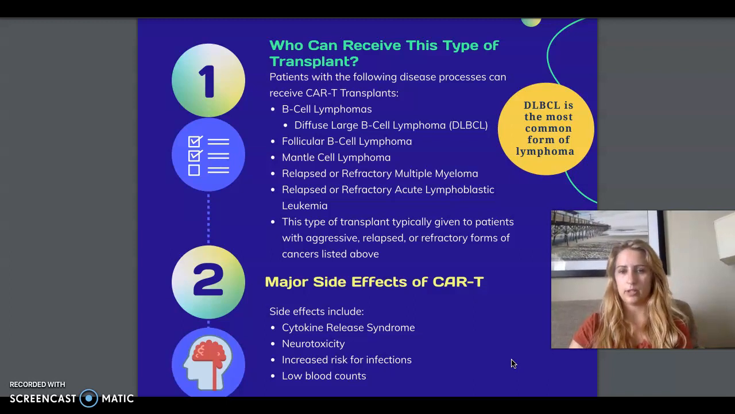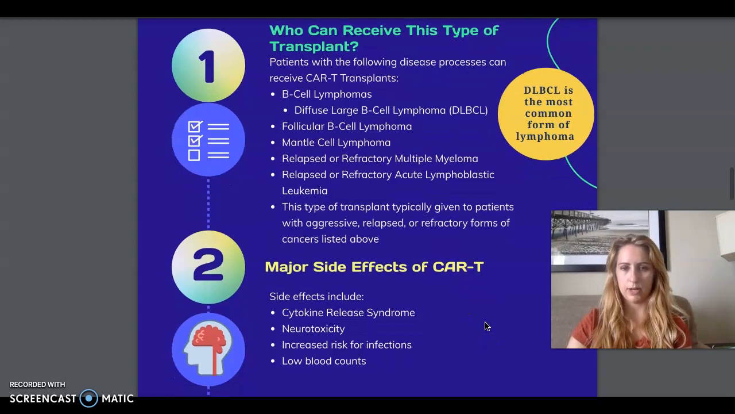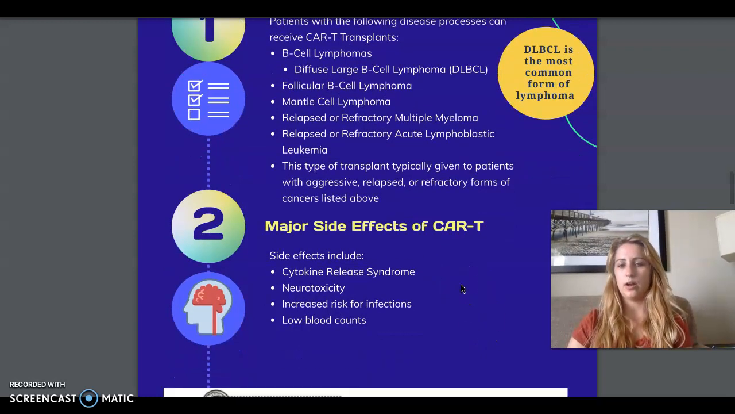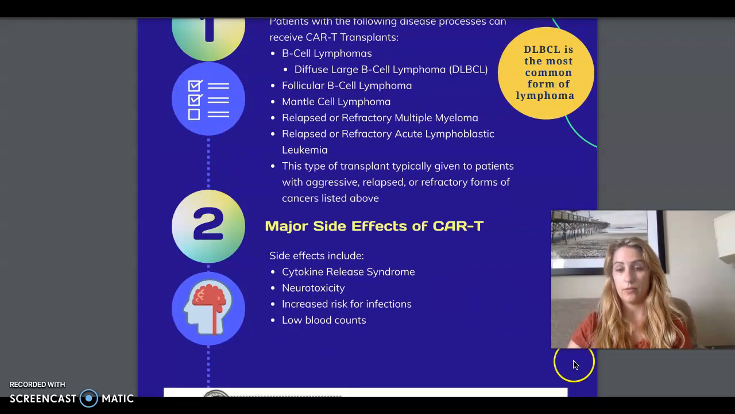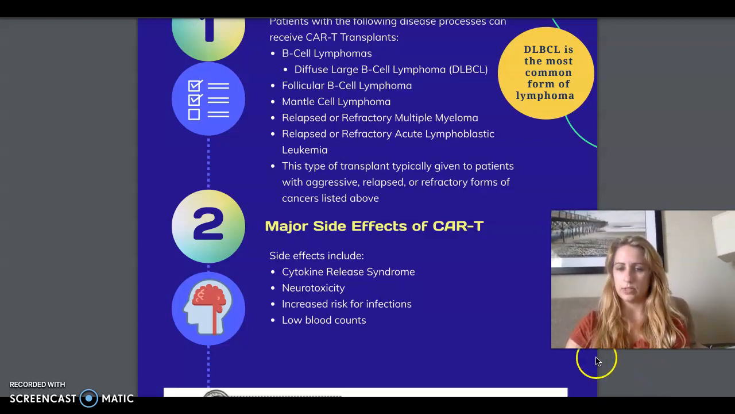We're still getting new products. So usually the patients we are seeing are with lymphoma, and diffuse large B-cell lymphoma is the most common form of lymphoma. So we see a lot of those patients. Typically patients are given transplant for their cancer because it's typically aggressive, or it's relapsed and refractory. So those are kind of the reasons why they become candidates for this type of transplant.